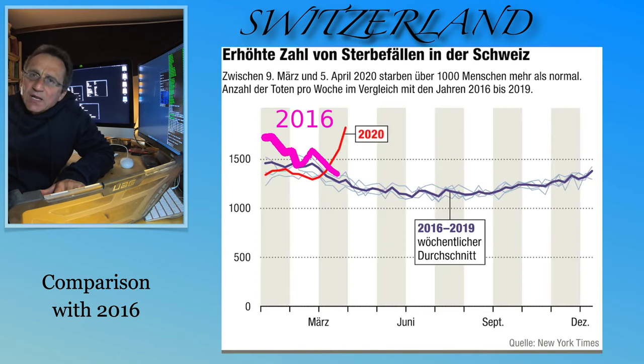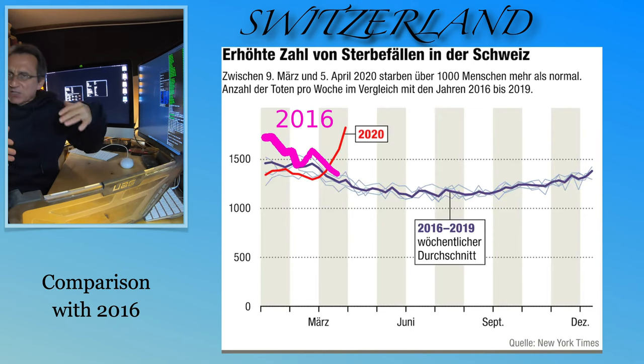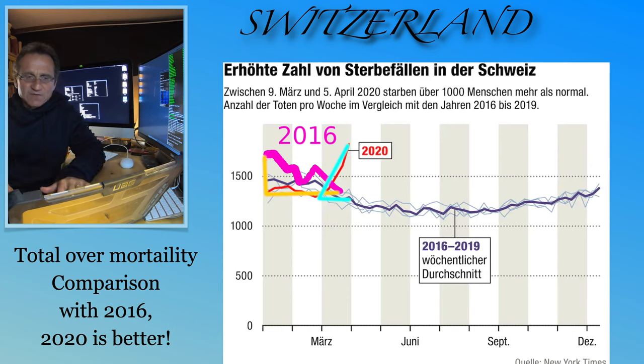But if you look at it more closely, they compared it with the average of the last four years. If you compare it with 2016, which was a bad flu season, it's actually kind of comparable. The area under the curve is actually even less. That's from Switzerland. Of course, this has to be analyzed once things are more clear and more data are available, and it would be interesting to see how many more people have really died in these months than in other years.